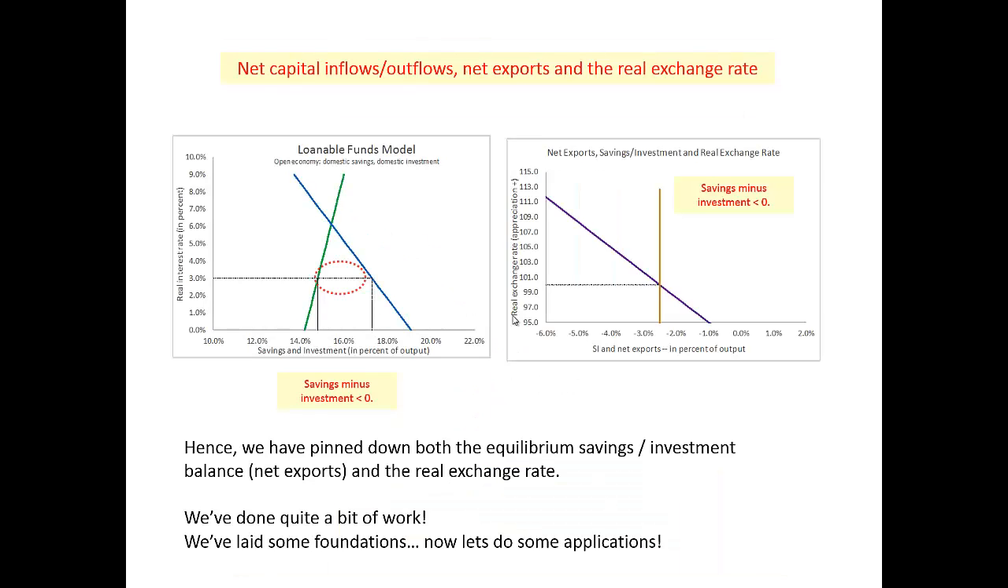So we've done quite a bit of work. We have pinned down the equilibrium savings investment balance, which is also net exports. Now, once again, this is kind of a simplification. In the real world, the savings investment balance would be equal to what we call the current account, which is net exports plus some other income items, but we're ignoring those income items. But we've also pinned down the real exchange rate. That's quite a bit of work. So now let's do some applications.